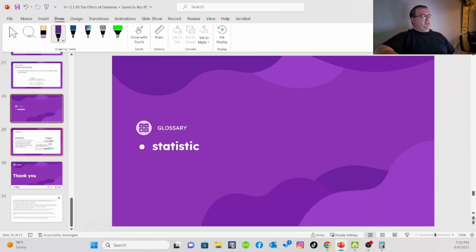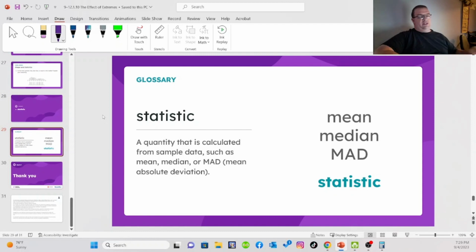As far as glossary terms go, for this lesson, we only have one term, and that is statistic. A statistic is a quantity that is calculated from simple data such as mean, median, or mean absolute deviation. Anytime we calculate one of these, we are calculating a statistic. So make sure you understand what a statistic is going forward.